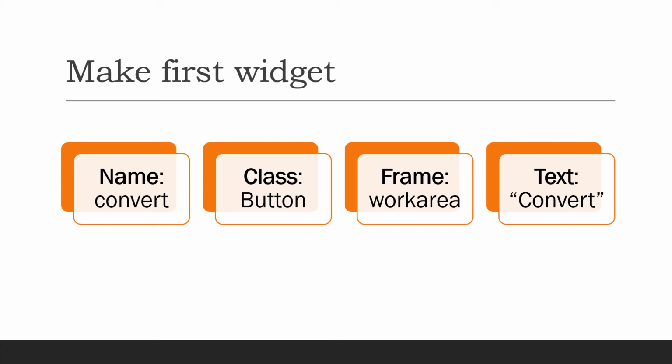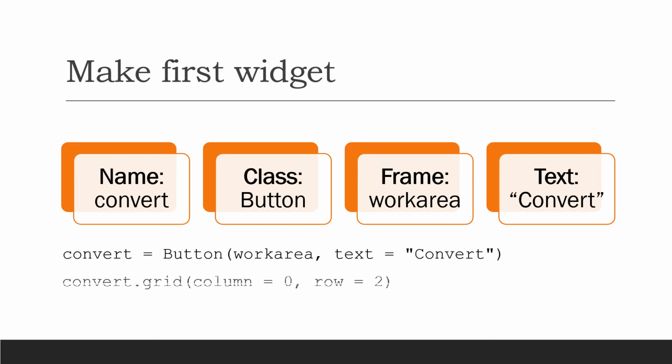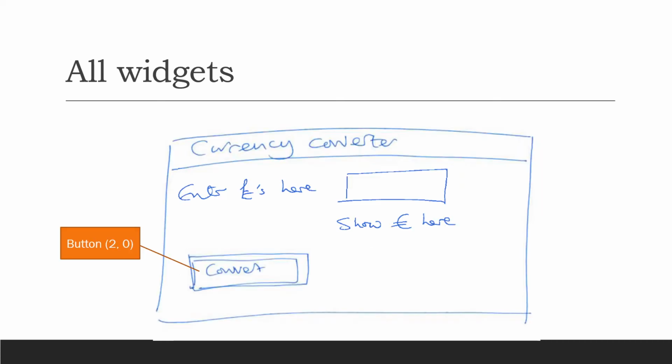So here are the commands to make that. That command makes it. So the first word is the name of the instance, equals a class, and the two parameters, it's in the work area and it's got the text convert written on it. And then the next line, remember, I'm going to position it in the grid. So in the grid, it's column 0, row 2. That's it. That will make the widget and put it on the screen. At the moment, the window will be really little with just one button in it. So let's put all the widgets on.